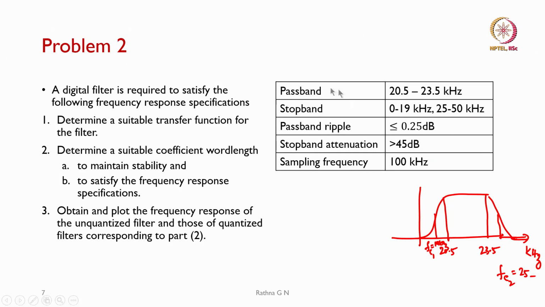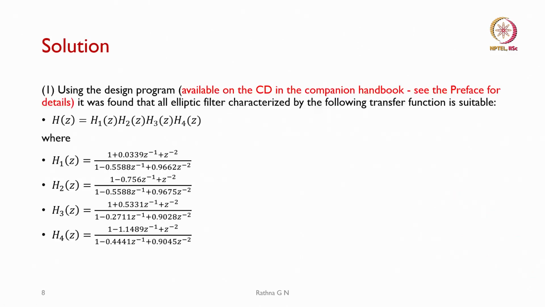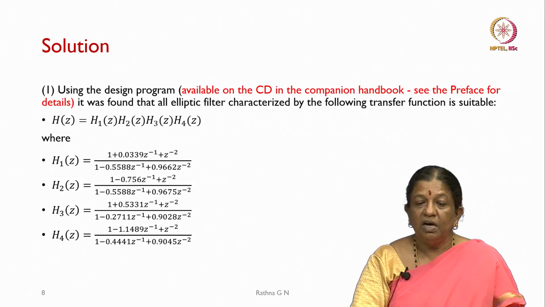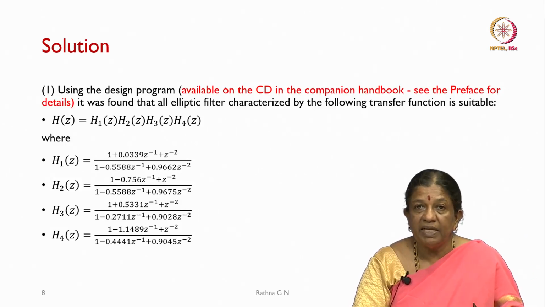And then ripple, what you want is less than or equal to 0.25 dB, and then stop band attenuation, what I want is greater than 45 dB. So, as you know, it is better to design this filter using MATLAB and then get the values of your coefficients basically. So, when you do that, this is from the book I have taken the example.